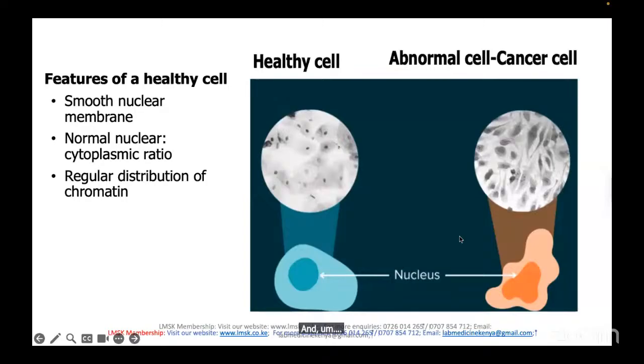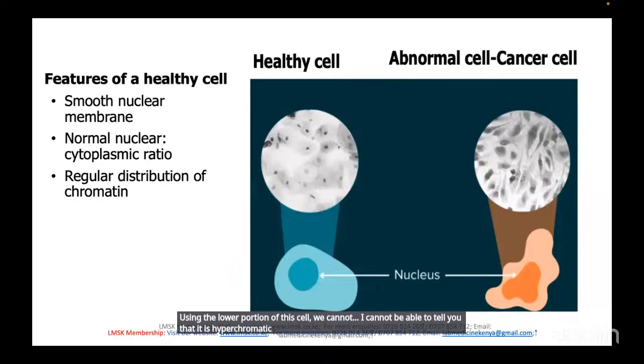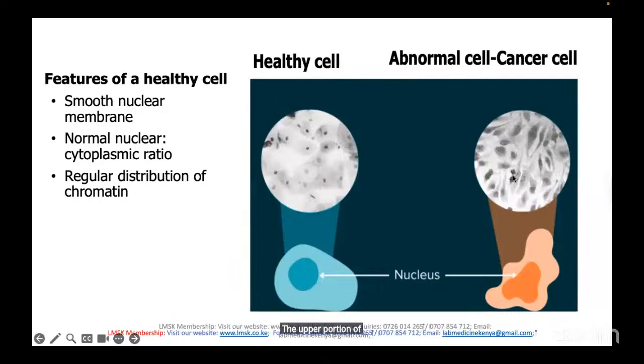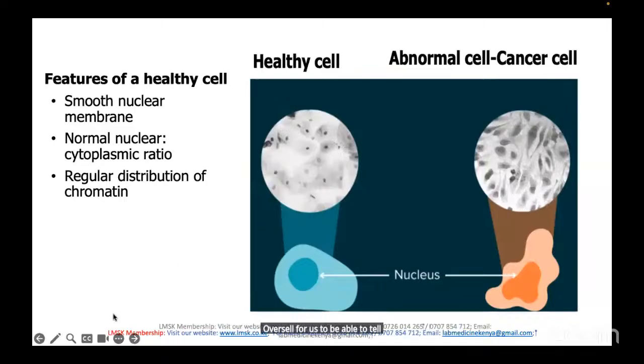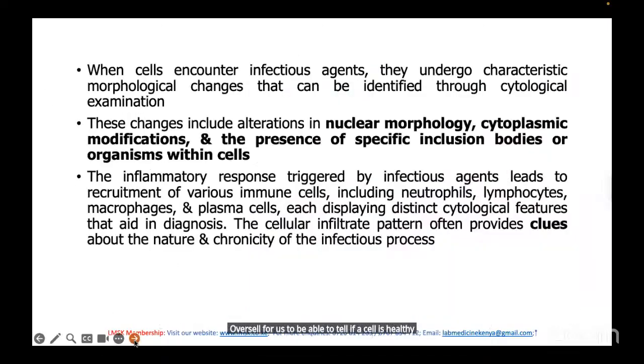I may not be able to take you through the chromatin, but using the lower portion of this cell, I cannot tell you that it is hyperchromatic or hypochromatic. But if we look at the upper portion of that cell, so here I only picked one, you can see that there is hyperchromasia. So we also look at the staining intensity of a cell for us to be able to tell if a cell is healthy or not.